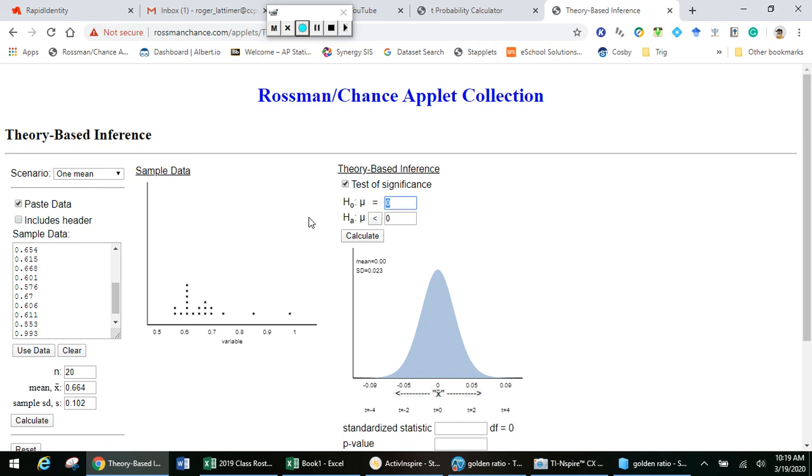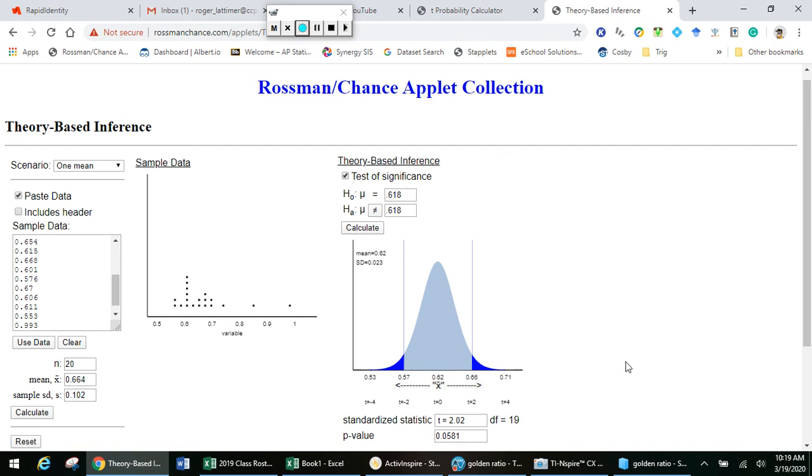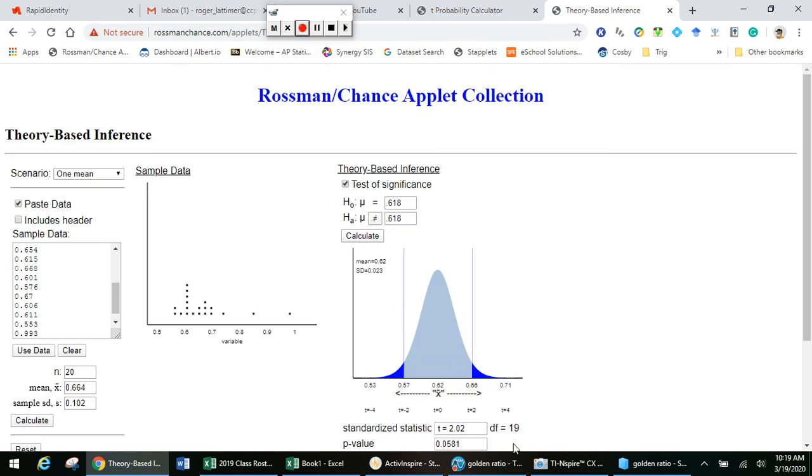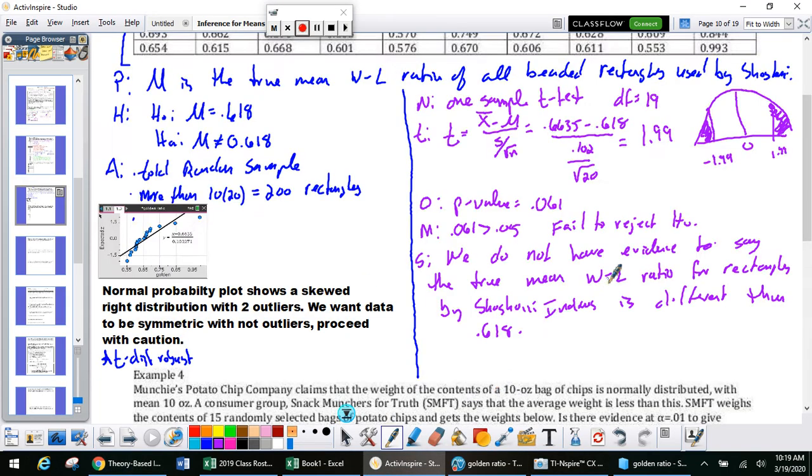We can see it's skewed to the right. 0.618 and not equal to 0.618. If you click it twice, it'll get you that. And calculate. Oh, and they give me a slightly different p-value. Maybe rounding or something. Not quite sure what that's up with, but still the same decision, 0.058. All right, so that is all of those.